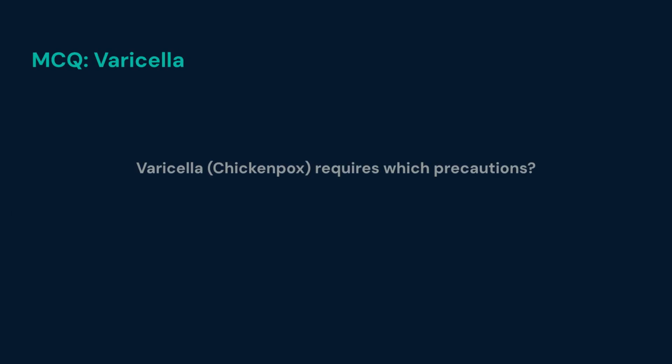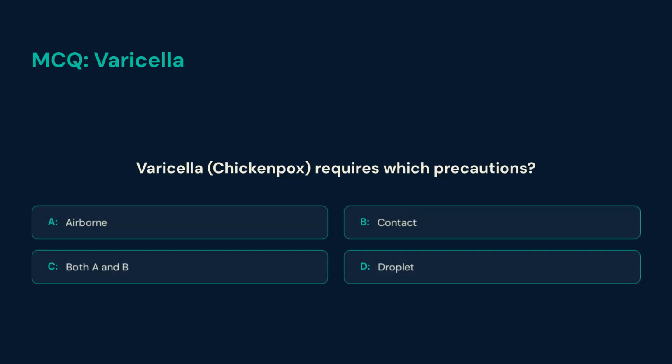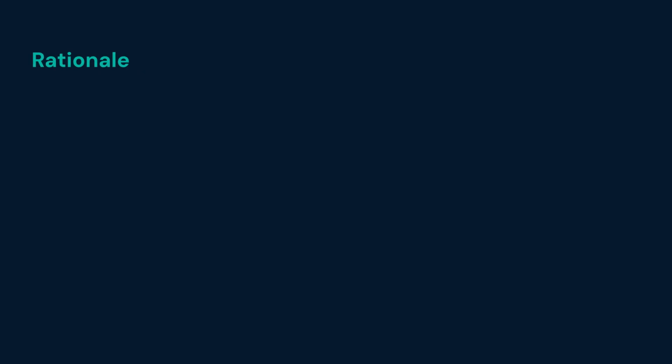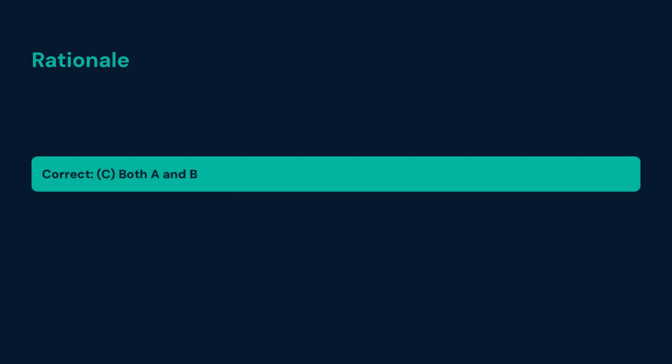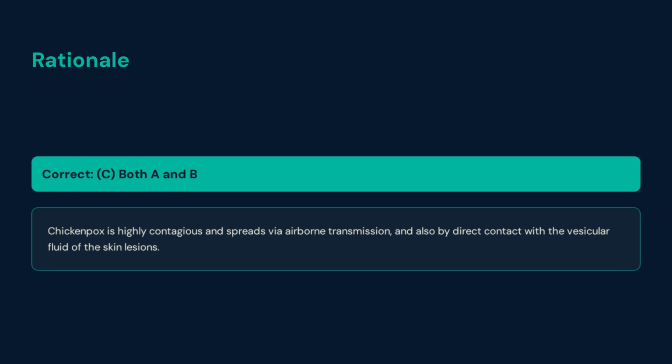This question is about varicella, also known as chickenpox. Varicella requires which precautions? A. Airborne, B. Contact, C. Both A and B, or D. Droplet? The correct answer is C. Both A and B. Chickenpox is highly contagious and spreads via airborne transmission, and also by direct contact with the vesicular fluid of the skin lesions.